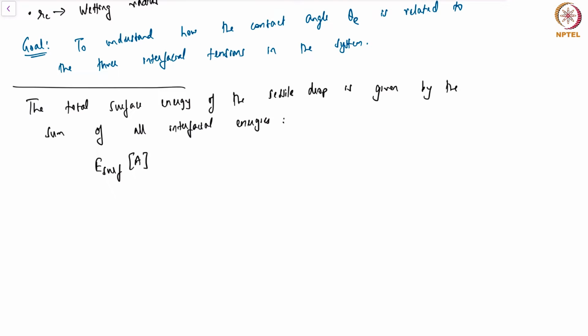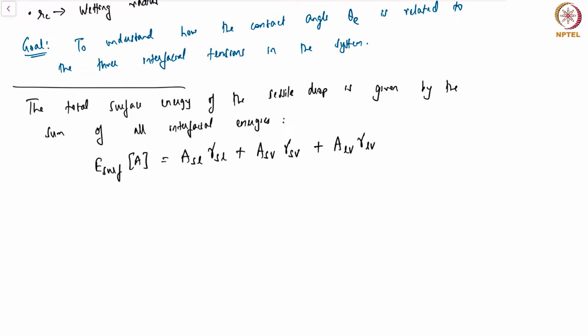So the total surface energy would be A solid liquid times gamma solid liquid. That's the surface energy of the solid liquid, and gamma SL is the surface energy per unit area of the solid liquid interface. Then we have solid, let's call this gas or vapor, and gamma solid vapor. And finally we have a liquid vapor and gamma liquid vapor. These are the three surface energies that we have, right?